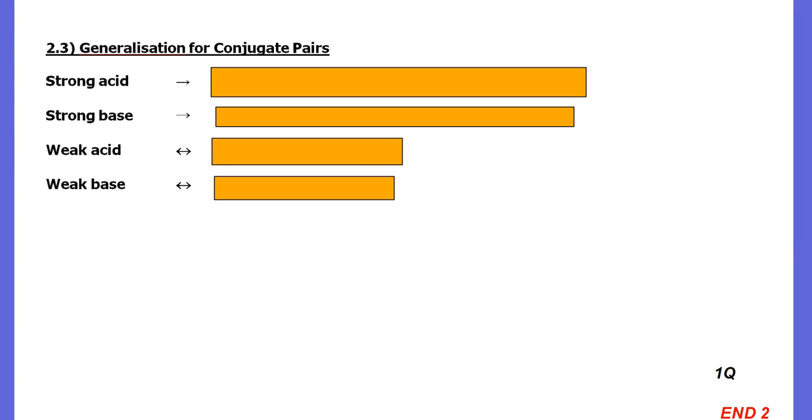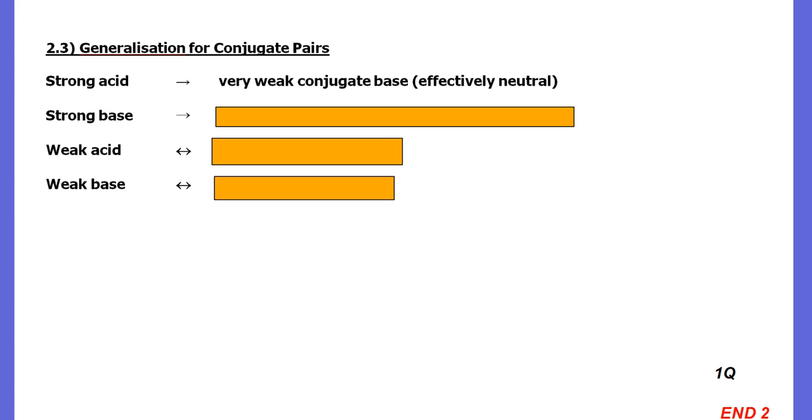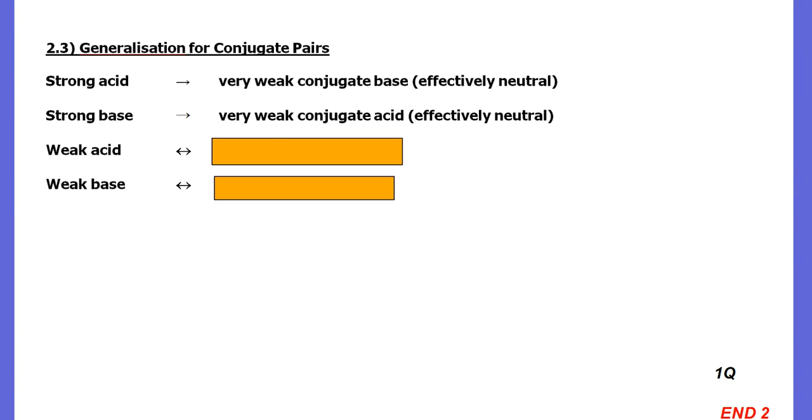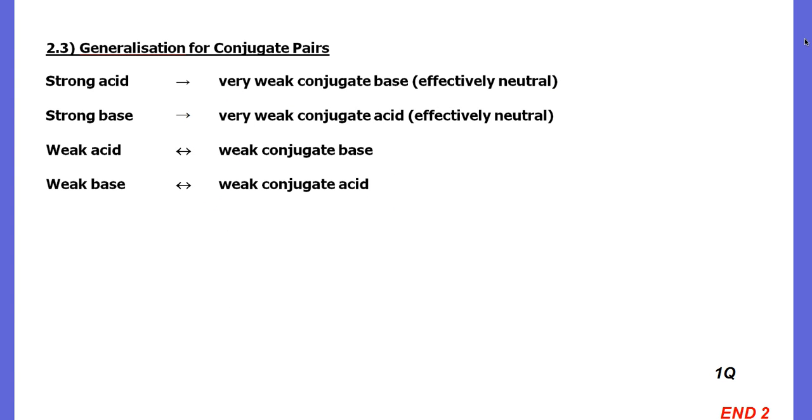So, this is the generalization. This is the big thing you've got to understand, the summation. First of all, strong acids, what sort of conjugates do they have? Drum roll please. They have very weak conjugate bases, effectively neutral. So those very weak conjugate bases have effectively no effect on pH. Strong bases have very weak conjugate acids, effectively neutral again. Weak acids, and note the equilibrium sign, because they're in equilibrium, have weak conjugate bases, and weak bases, because of equilibrium again, have weak conjugate acids. And that's the end of that video, and that is the one summation of this whole section.